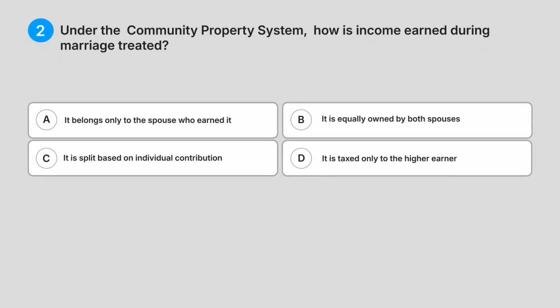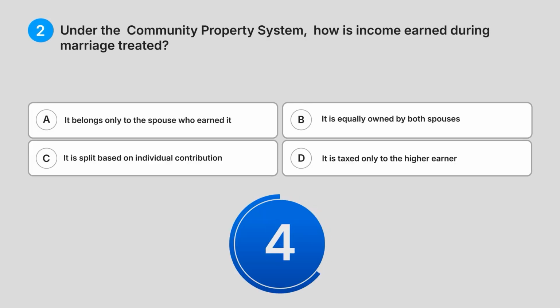2. Under the community property system, how is income earned during marriage treated? A. It belongs only to the spouse who earned it. B. It is equally owned by both spouses. C. It is split based on individual contribution. D. It is taxed only to the higher earner. Do you know the answer?